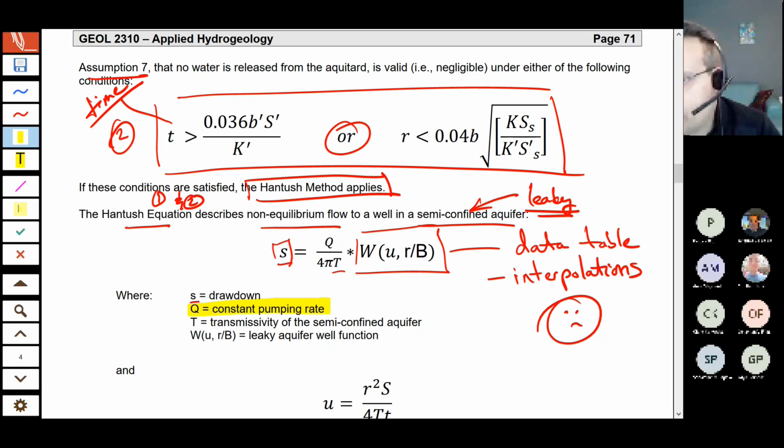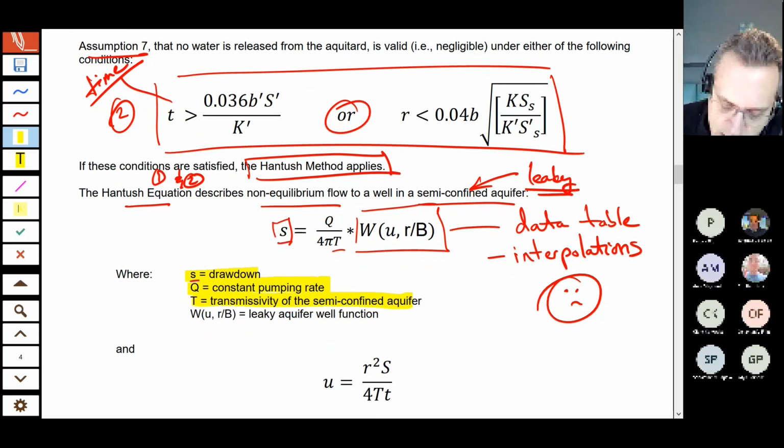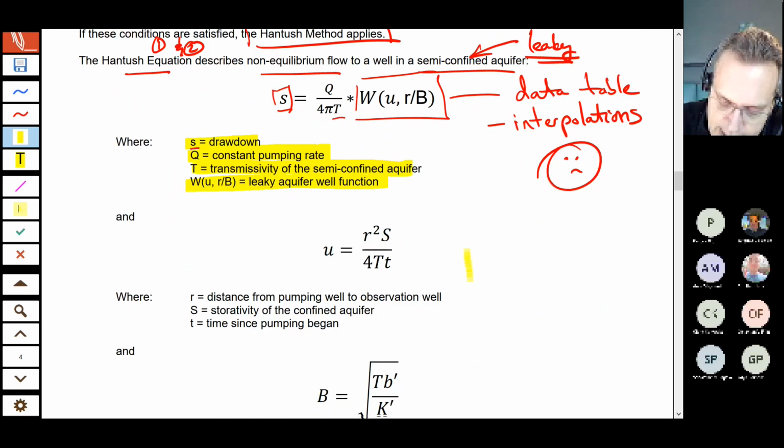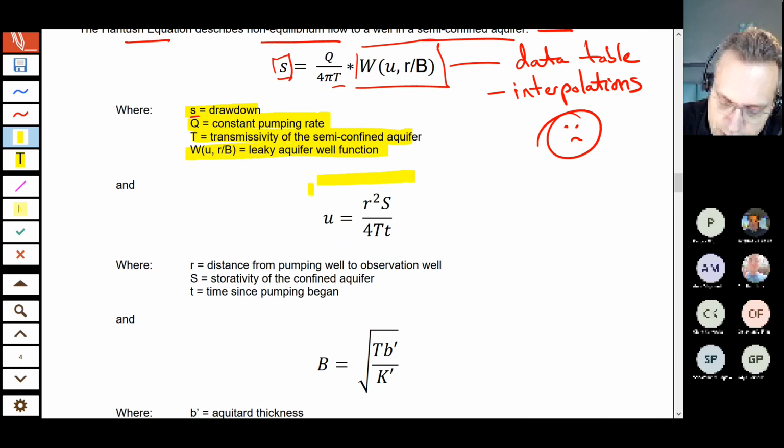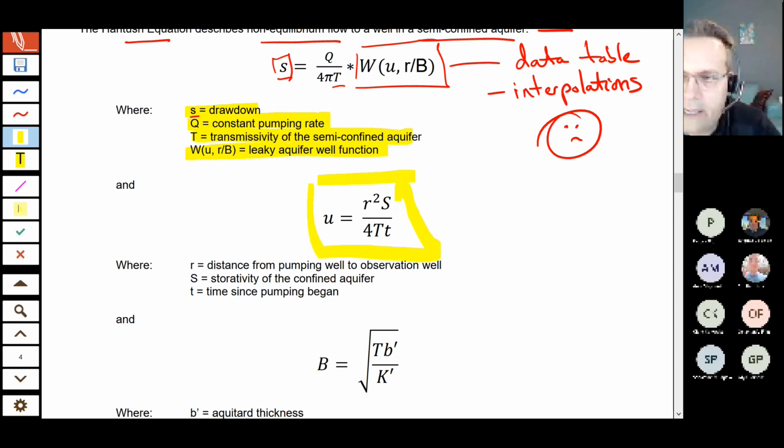If we're in days, we're not multiplying days times minutes, or cubic meters by feet, that type of thing. Drawdown is still a little s. Capital T is still transmissivity of that semi-confined aquifer, the lower aquifer. Then we have this well function to contend with, and we still have our U function. You're going to see how that parlays, and we'll do a sample calculation so you can see how that fits into the schema of everything.